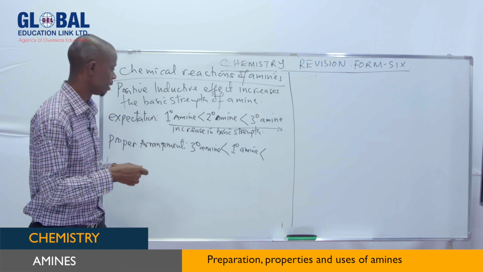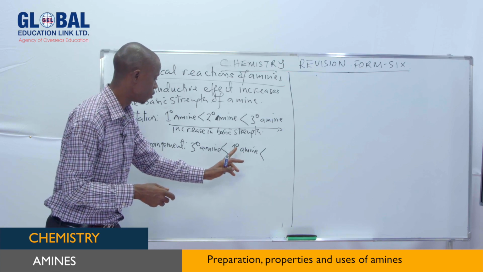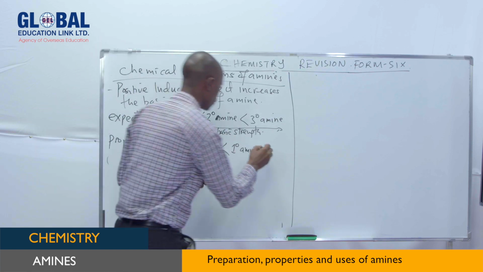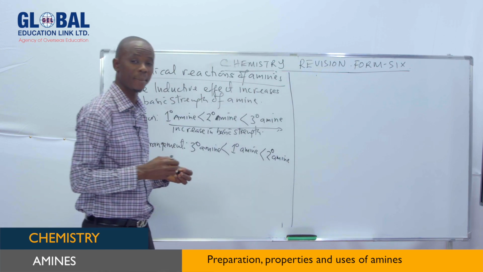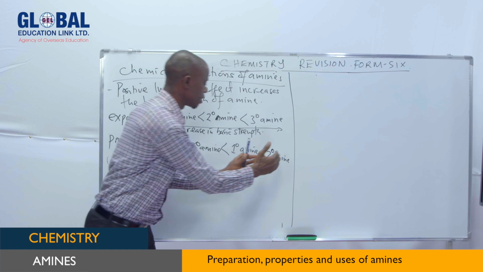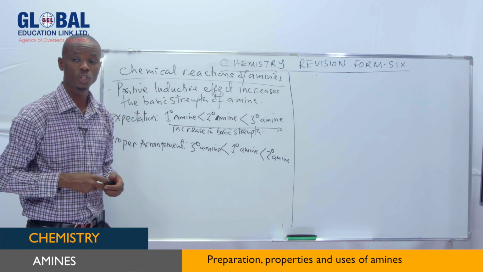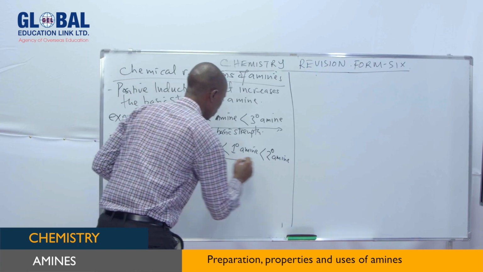Primary amine is also receiving the positive inductive effect from only 1 alkyl group. So the strongest one we have said is secondary amine. It receives the positive inductive effect from 2 different alkyl groups. So this is the proper arrangement.